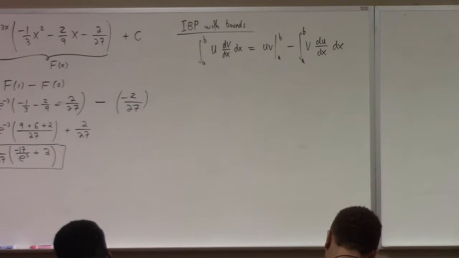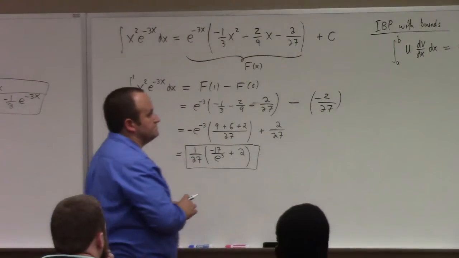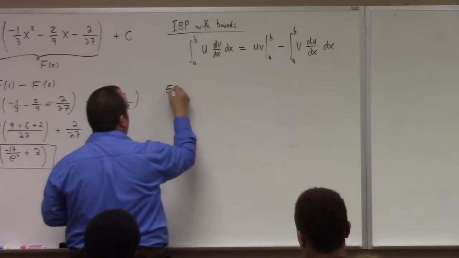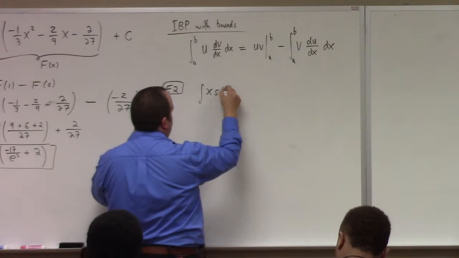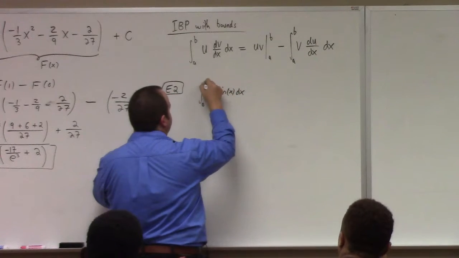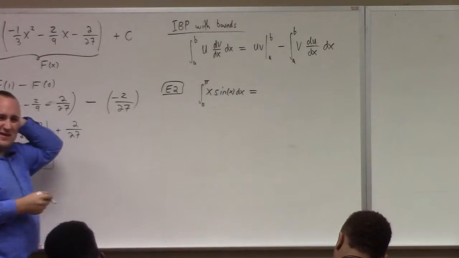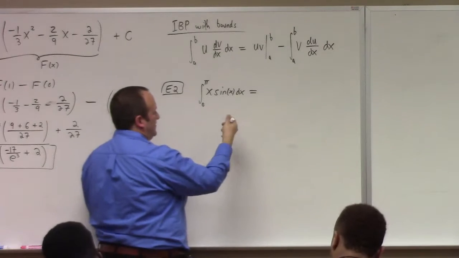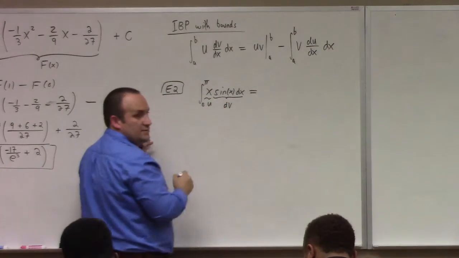If you want me to write it without the x's, then I have to change the bounds to match the u or v variables. But let me look at an example of that. Example 2: suppose we wanted to integrate x sine x dx from 0 to pi. I wrote what's true there, but let me show you how we actually do it in practice. This is going to be my dv, this is going to be my u.